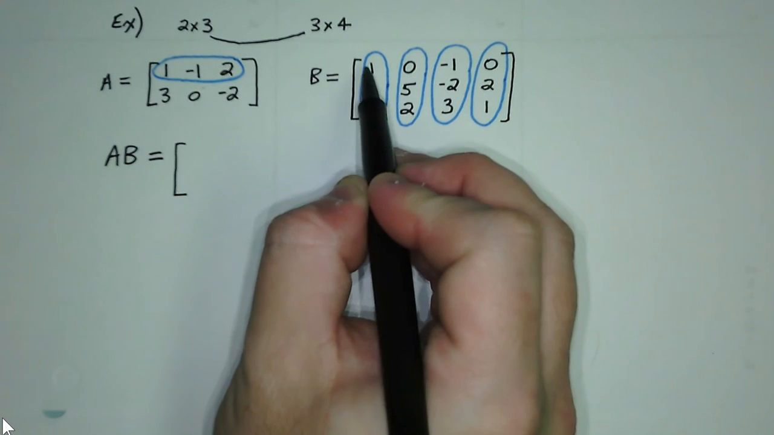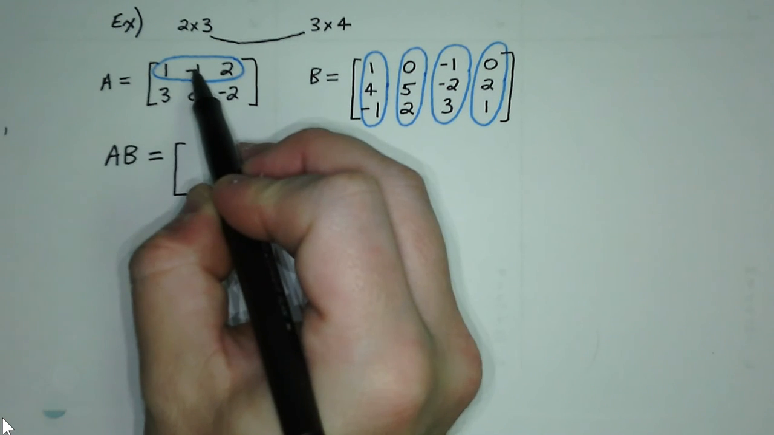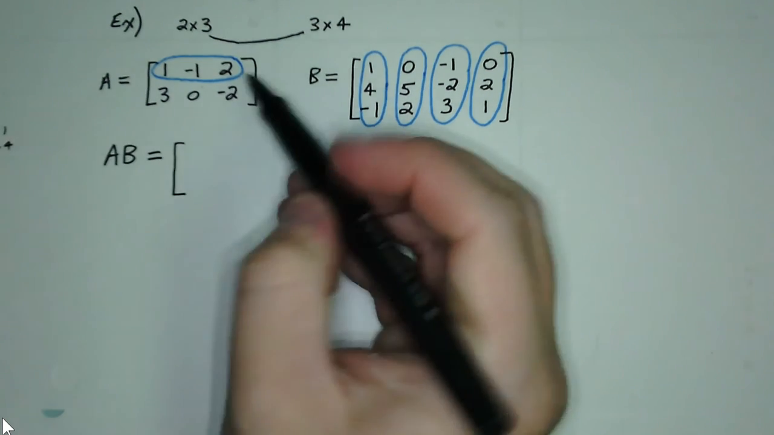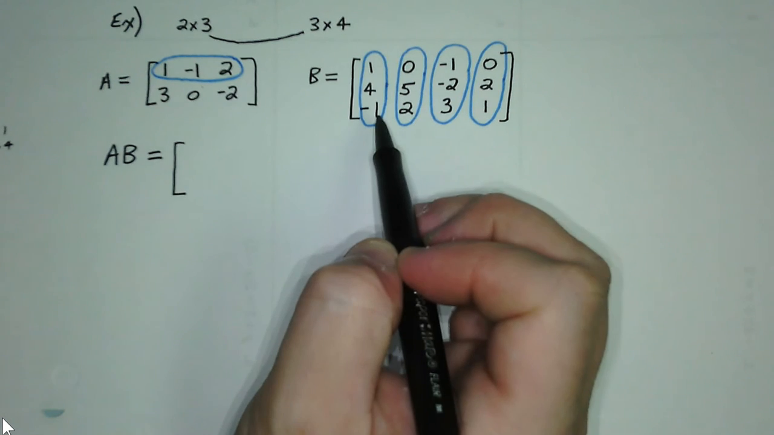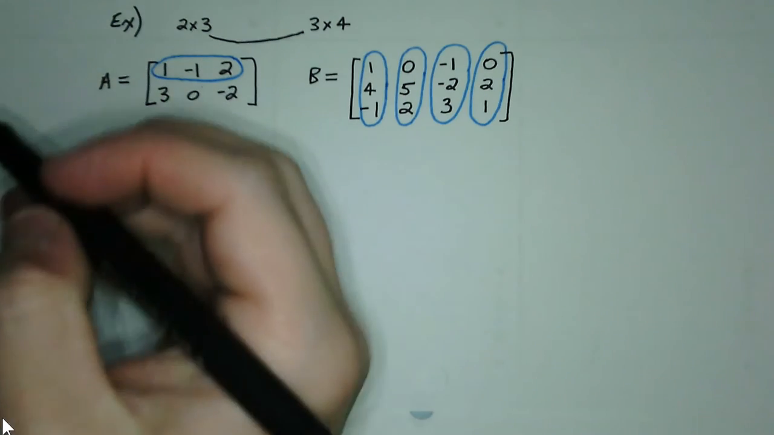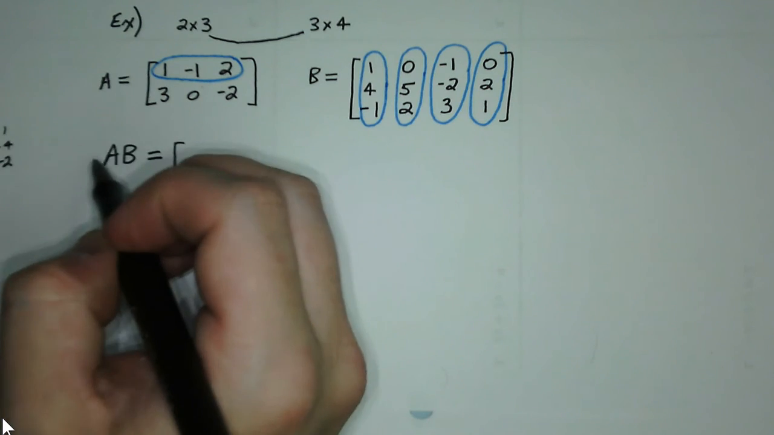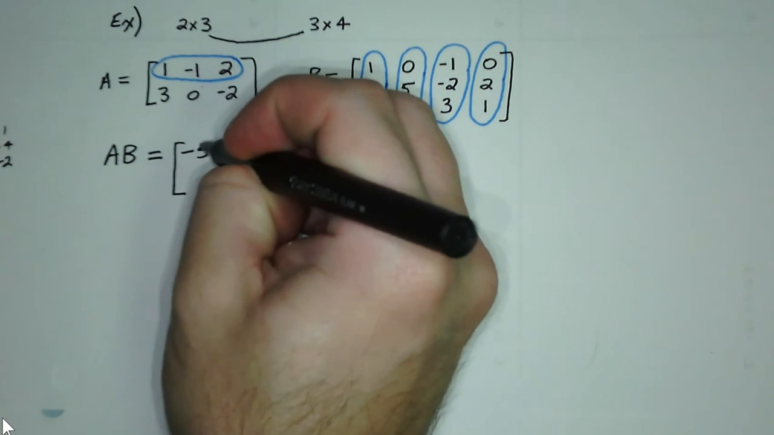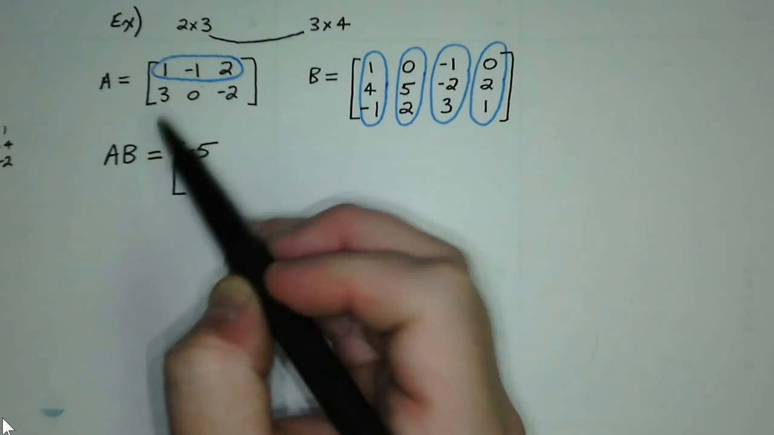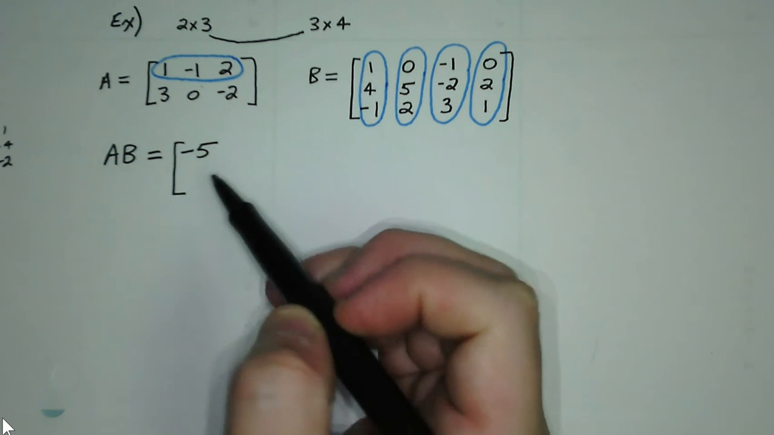1 times 1, and then plus negative 1 times 4, and then 2 times negative 1. Okay, and then you're going to add all those together. So negative 4 plus 1 is negative 3. So this gets me a negative 5 in that spot. So it was row 1, column 1. So that number goes in the row 1, column 1 spot.